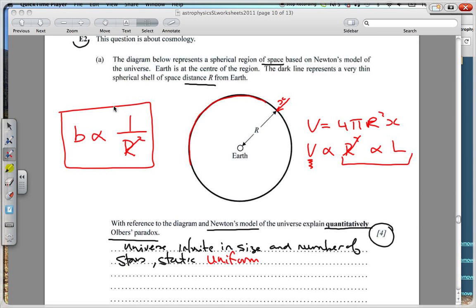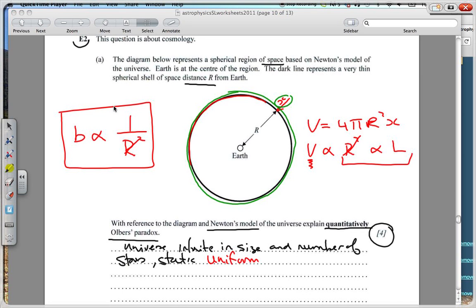So as we add shell upon shell here, if I add another shell next to this, let's call it the green shell, and it's got the same x thickness, that would add on the same amount of light as the first shell, and so it will just keep on adding on. This is for infinite, and so it would become infinitely bright. So your night sky would be bright. So you need to put that in here.